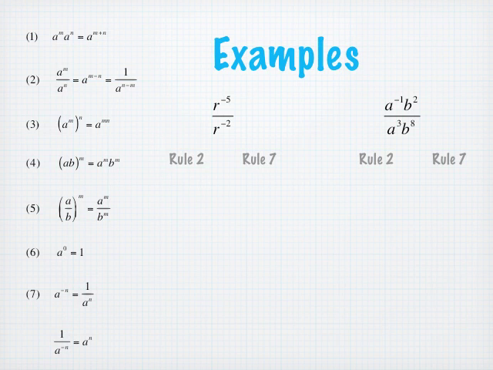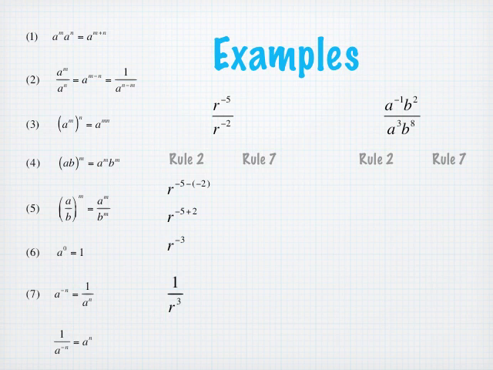Okay, using rule 2 just tells me to subtract my exponents if I have a common base. So I'd have r to the negative 5 minus a negative 2. Again, just be careful with your negatives, which would be r to the negative 5 plus 2, r to the negative 3, and I'd want to leave my final answer as 1 over r to the third.